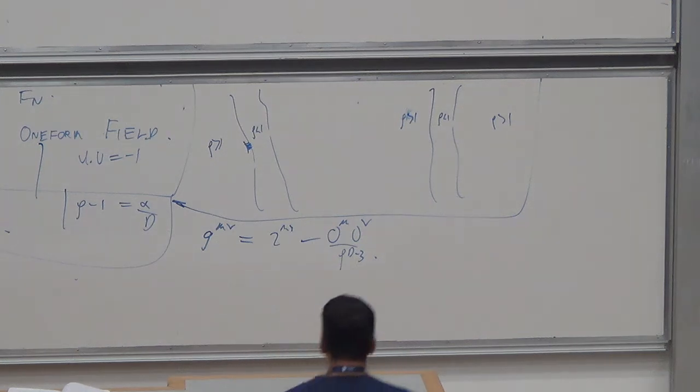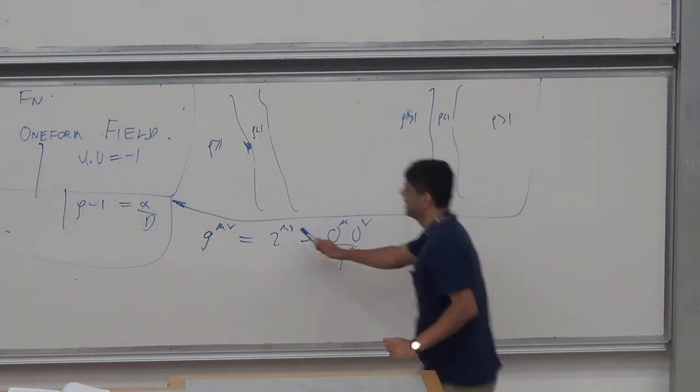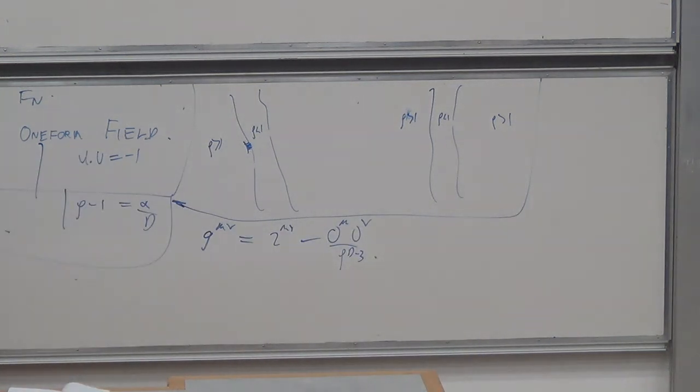Okay? Now, why is this the inverse of this metric? Well, let's just check. That's the inverse of that metric. If I multiply the two things, then I get 1. And I get delta. Okay? So when I multiply eta with eta inverse, I get delta.